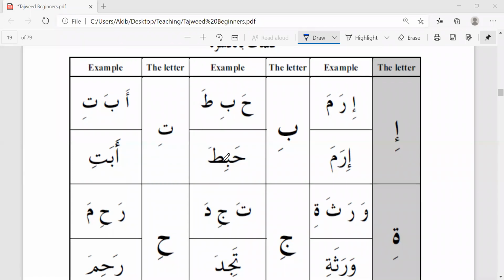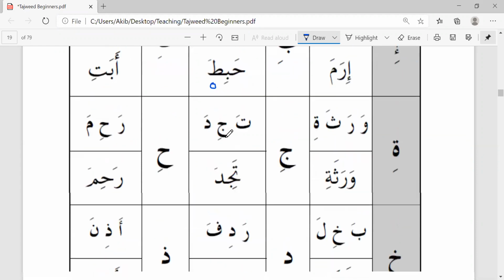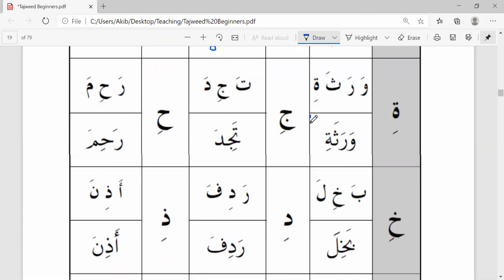So we have the ta is the heavy letter. So this is going to be ha, bi, habi, ta, habi, ta. Okay. I'll do one more, and then I'll call on a few people, inshallah.